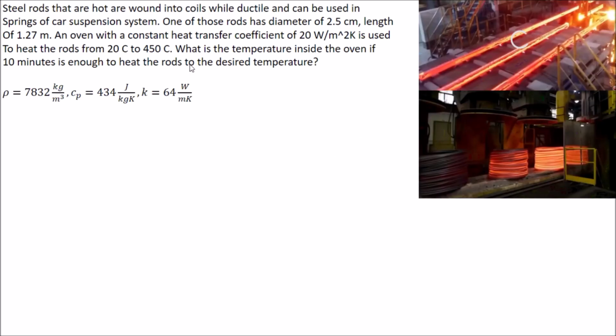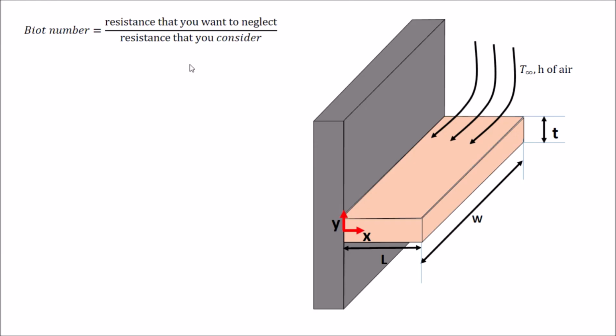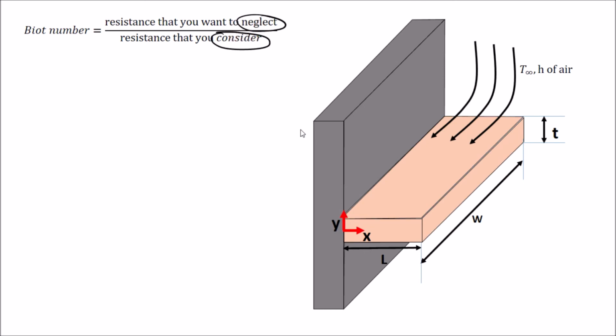We have the last number, which is important for fluid heat transfer problems, the Biot number. The Biot number shows the ratio of the resistance that you want to neglect to the resistance that you consider dominant. We will give two examples. One will be the lumped capacitance example, the other one will be the fin example. For the fin, we have a symmetry about the x-axis. This is the x-axis and this is the y-axis. Heat is transferred symmetrically about the x-axis, and this is the width, this is the length, and this is the thickness, and over it we have the convection.